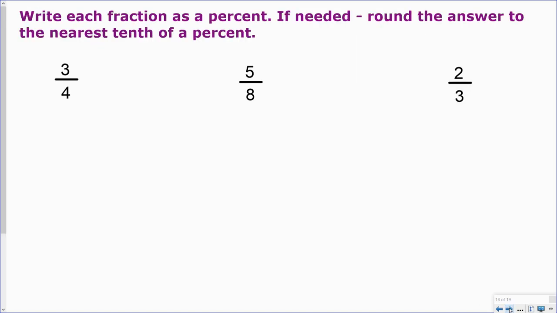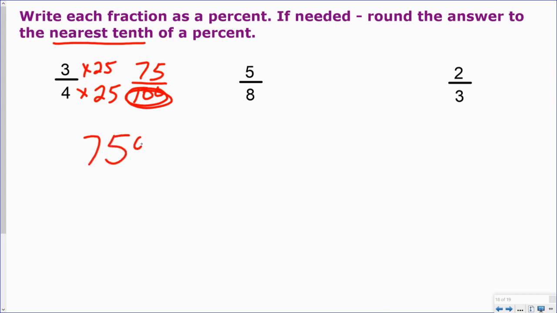So now let's take a look at these fractions, and we're going to change them to percents. And it says here we're going to round to the nearest tenth if we need to. So again, 3/4. Well, I know that 4 multiplied by 25 is going to give me 100. So then I multiply the 3 times 25, so that gives me 75. And when I have a denominator of 100, that's 75 per 100. So that makes it 75%.